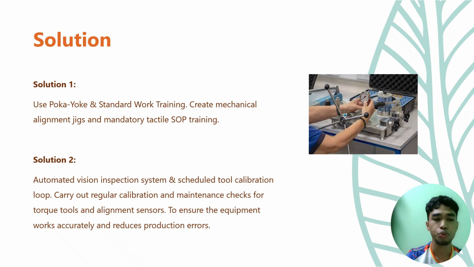And for solution 2, maybe we can use an automated vision inspection system and a scheduled tool calibration program, which carries out regular calibration and maintenance checks for tools and alignment sensors to ensure the equipment works accurately and reduces production errors.